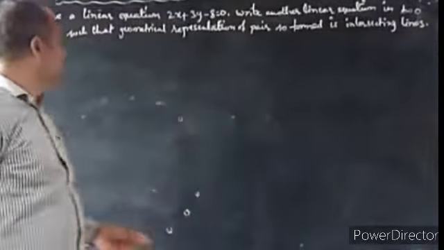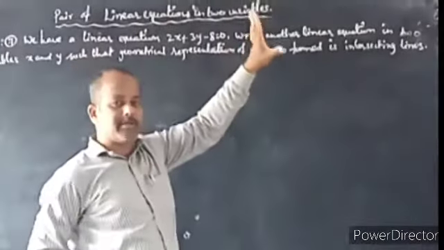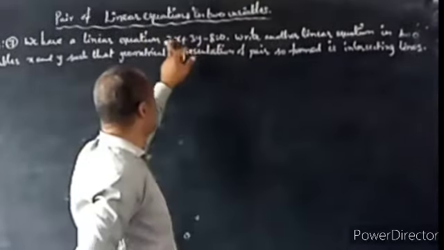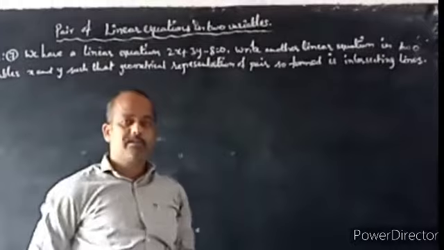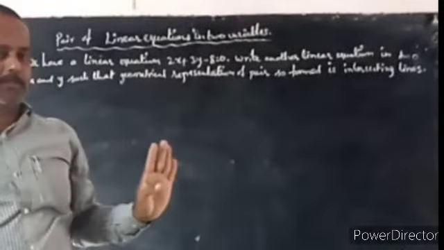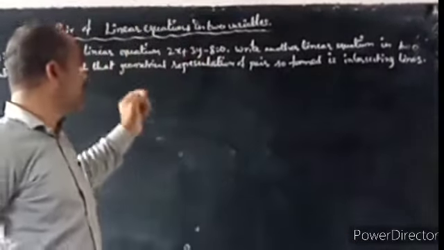Next, the coincident line. The total equation will be multiplied with the same number. 2 2s are 4x, 2 3s are 6y, 2 8s are 16. So all the ratios will be the same. a1 by a2 equals b1 by b2 equals c1 by c2, then the given lines will be coincident lines.